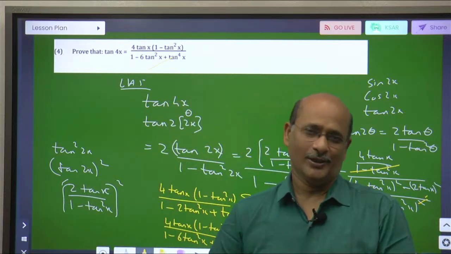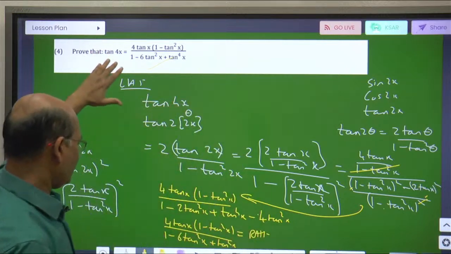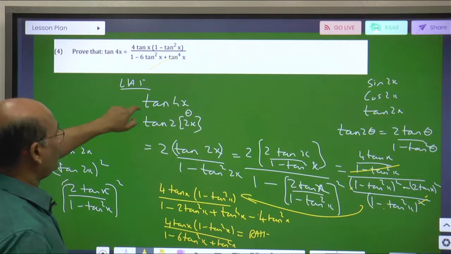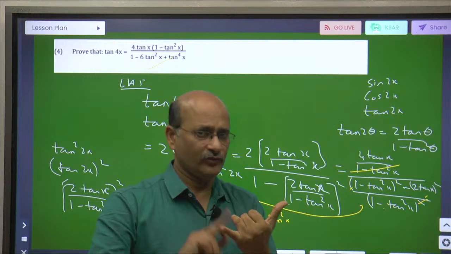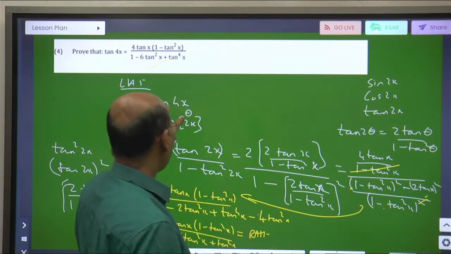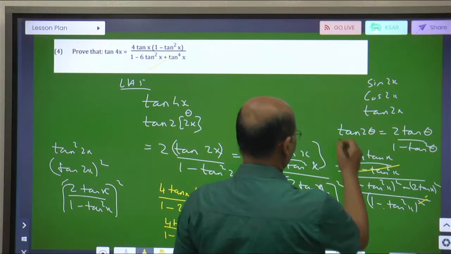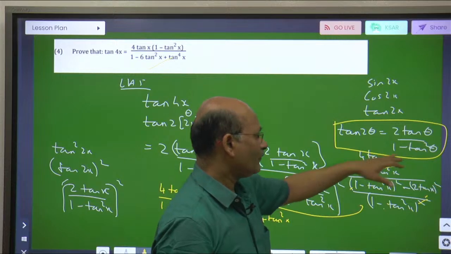Now, it's a difficult question. What I did, let me just tell you. LHS tan 4x, I got it. Now tan 4x, I don't have any formula. I have formula for tan 2x, tan 3x. So tan 2 theta, I wrote this formula here. Tan 2 theta is 2 tan theta upon 1 minus tan square theta.